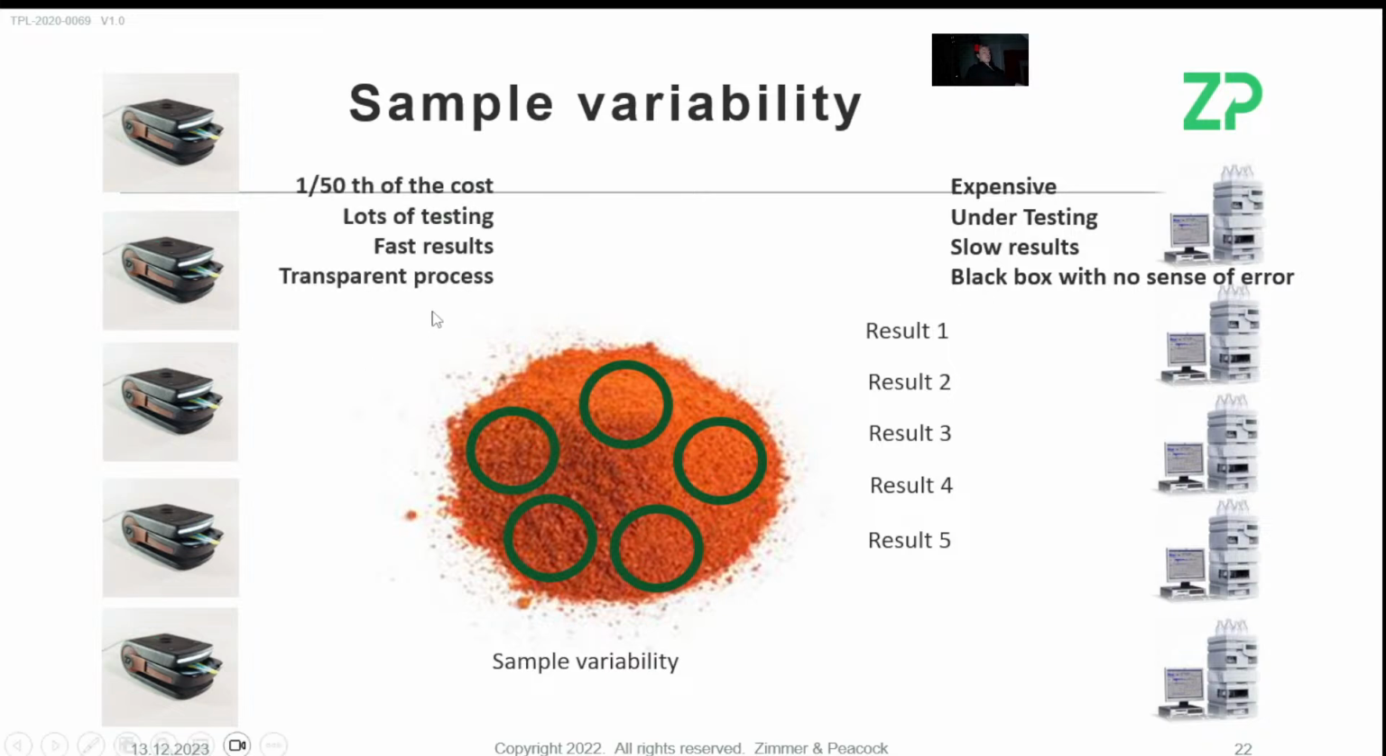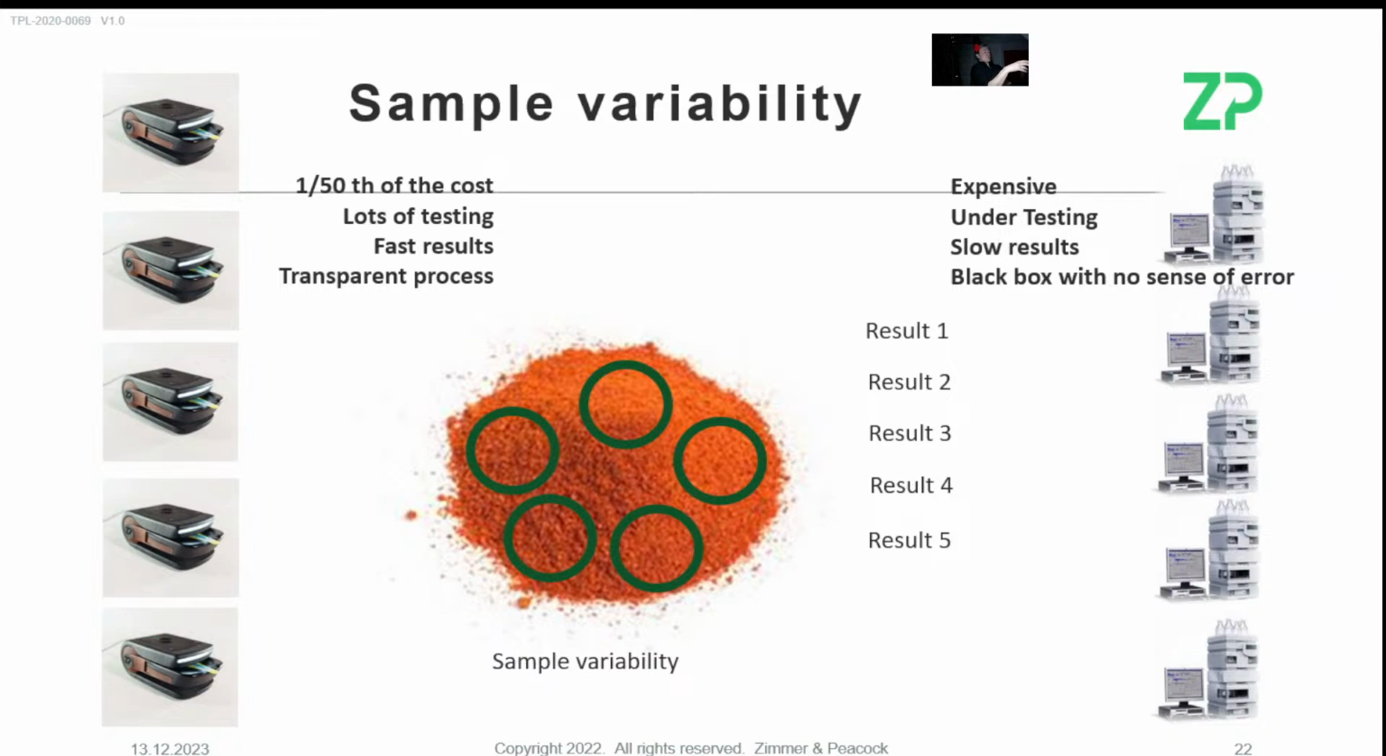Whereas obviously with the FoodSense, it's much lower cost, so people can actually own it. Therefore, they can do a lot more testing. They get faster results, and it's a transparent process that they get a result there and then.